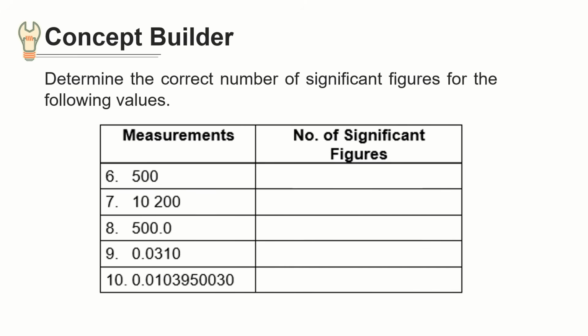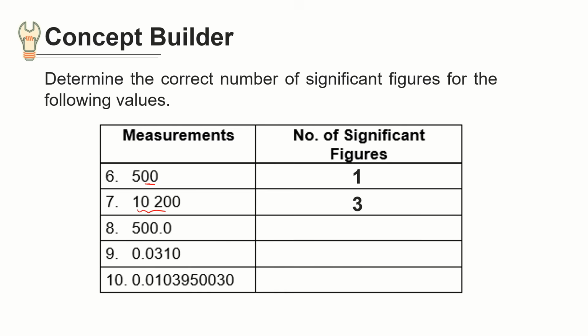So, 500 naman, we have here 1 kasi wala tayo ditong decimal place. So, we did not express the decimal place here. So, therefore, these two zeros are not significant. So, dito naman, we have here 3 significant figures kasi dito, wala din tayo ditong expressed decimal. So, therefore, ito lang yung significant.